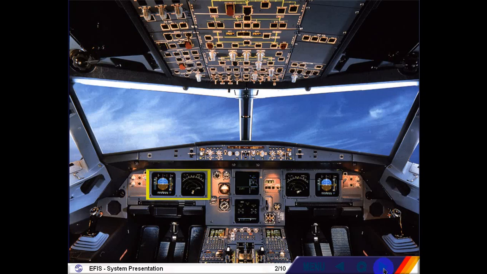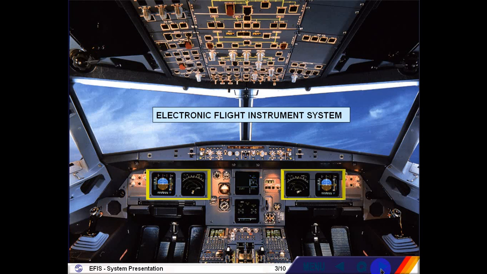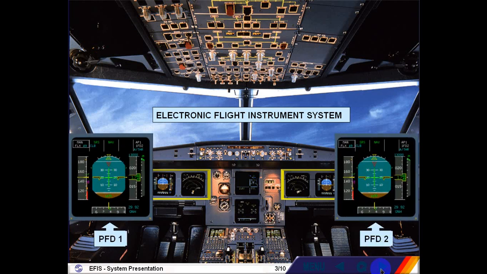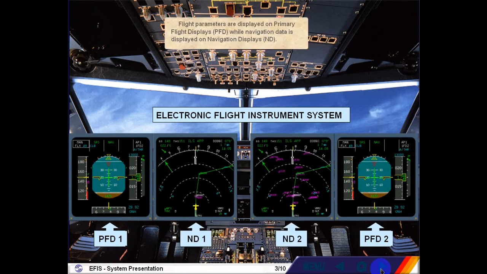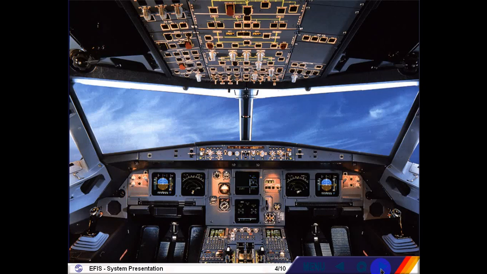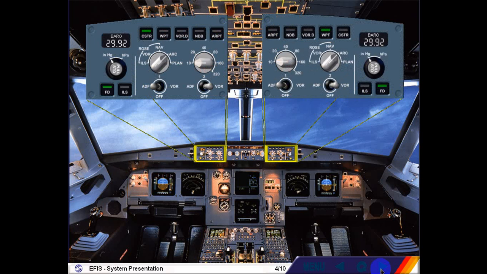The 4 Electronic Flight Instrument System (EFIS) displays provide the pilots with flight data to help them operate the aircraft in a safe and efficient way. Flight parameters are displayed on primary flight displays (PFD), while navigation data is displayed on navigation displays (ND). Each pilot has an EFIS control panel to select what is displayed on the EFIS screens.